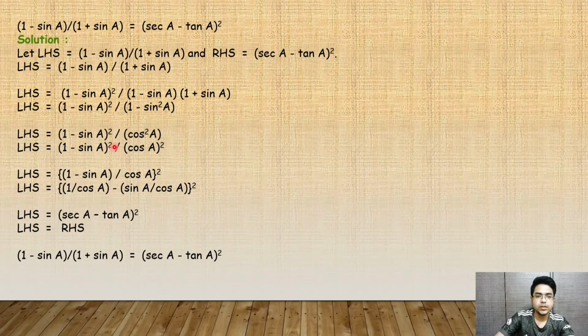Now taking this square term outside of the bracket, we will be getting ((1 minus sin A) divided by cos A) bracket square. So dividing separately by 1 and dividing separately by sin A by cos A. So (1 upon cos A minus sin A divided by cos A) bracket square. So we'll be getting (sec A minus tan A) bracket square. As we know, 1 upon cos A is equal to sec A and sin A upon cos A is equal to tan A. So LHS is equal to RHS, hence proved.